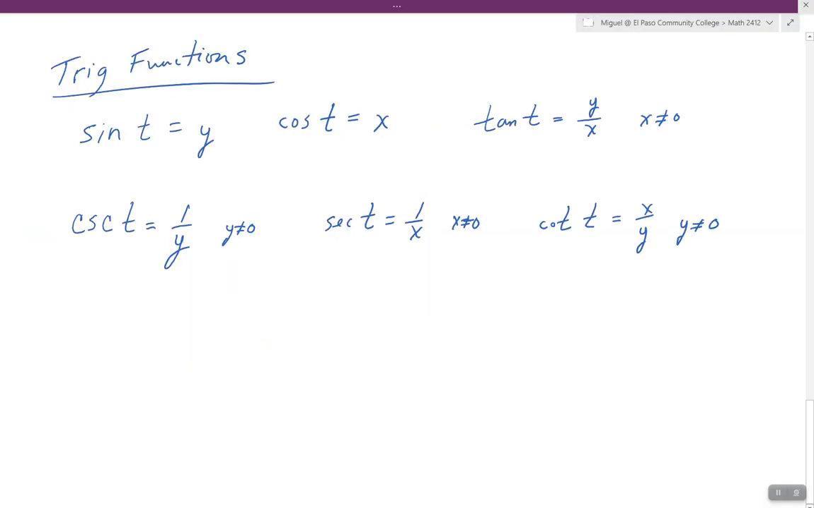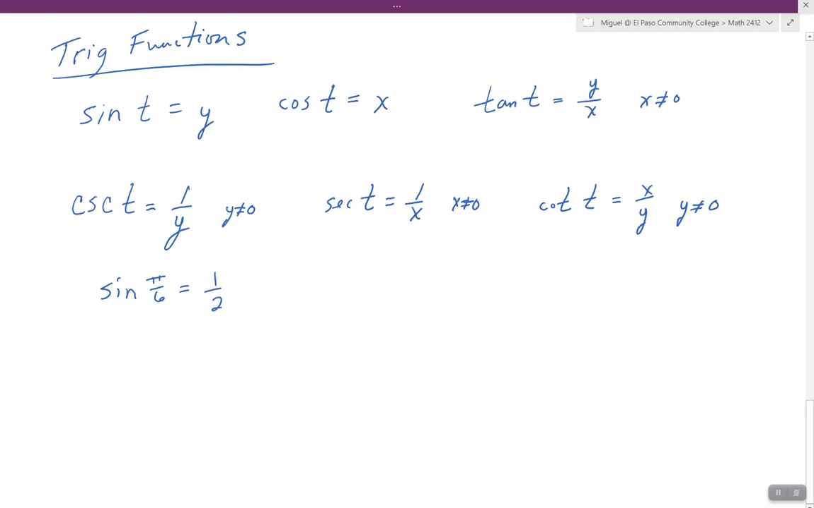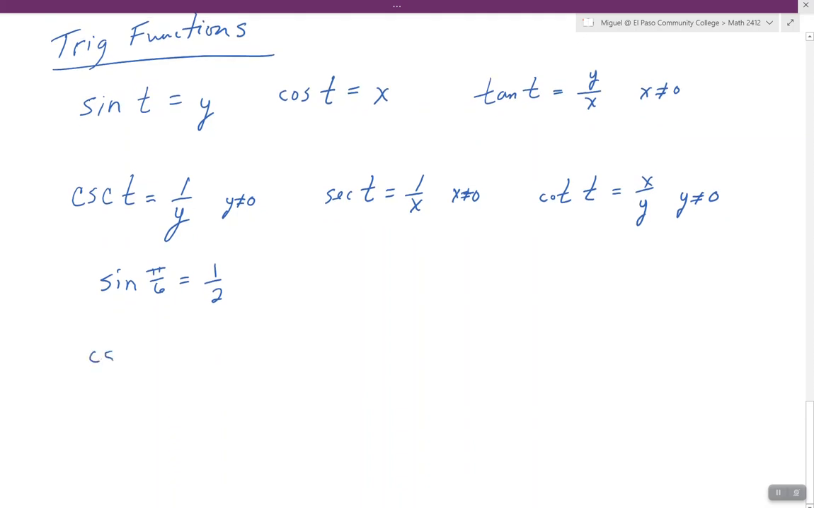As you can see, cosecant is just the reciprocal of the sine. So if sine of pi over 6 is 1/2, what would be cosecant of pi over 6? 2, right? So you take the reciprocal of the sine. 1 over 2 becomes 2 over 1, which is just 2. Good.